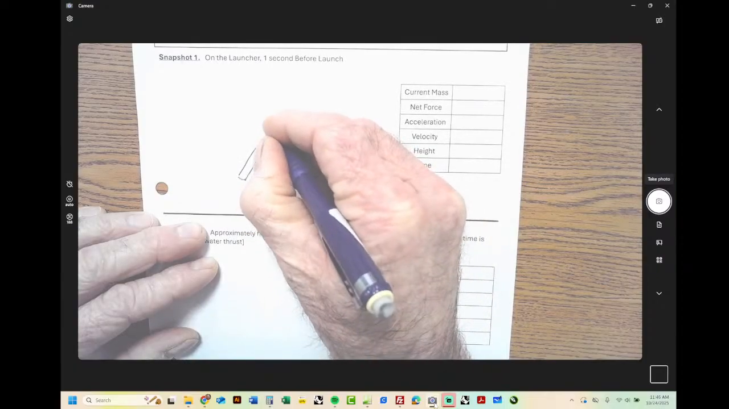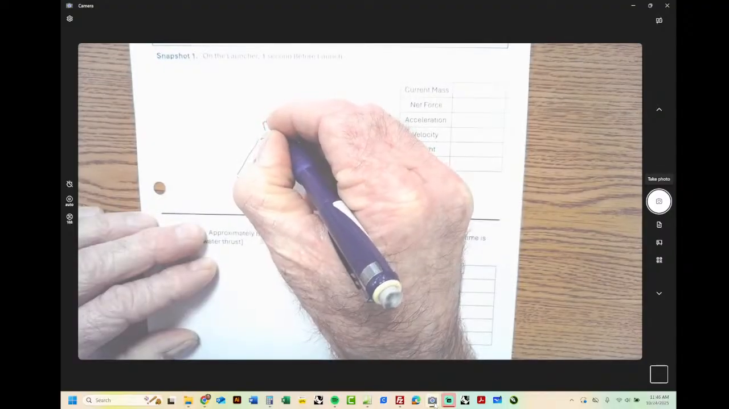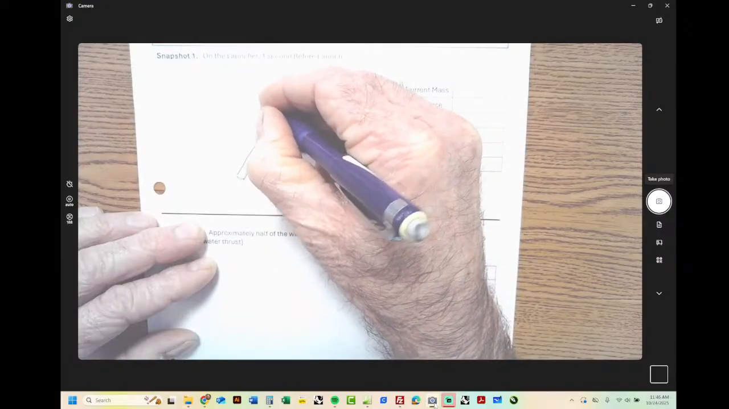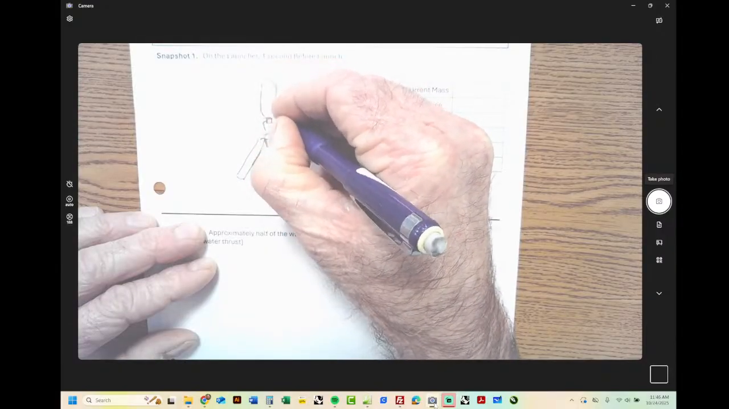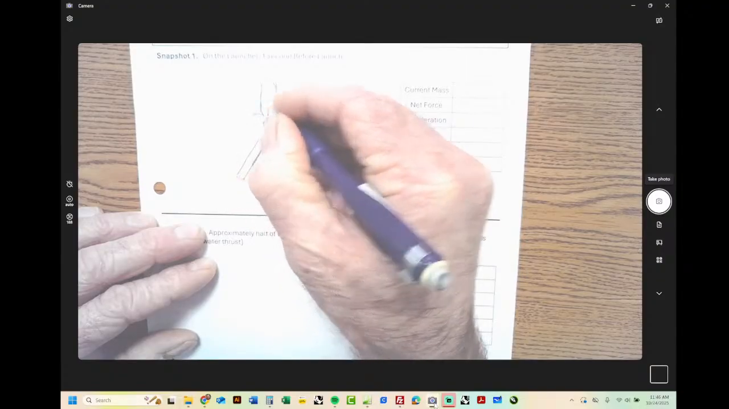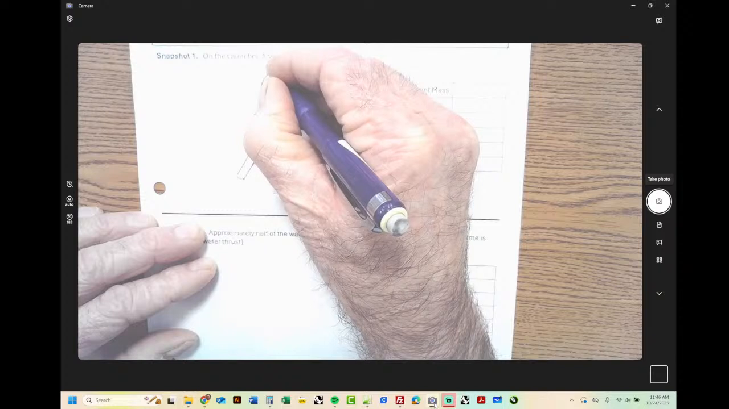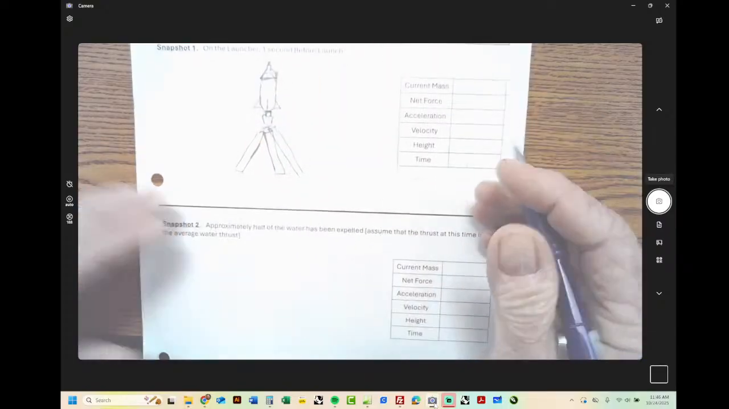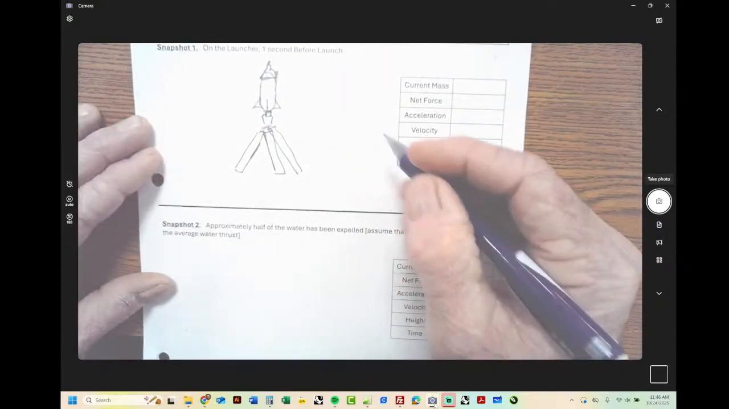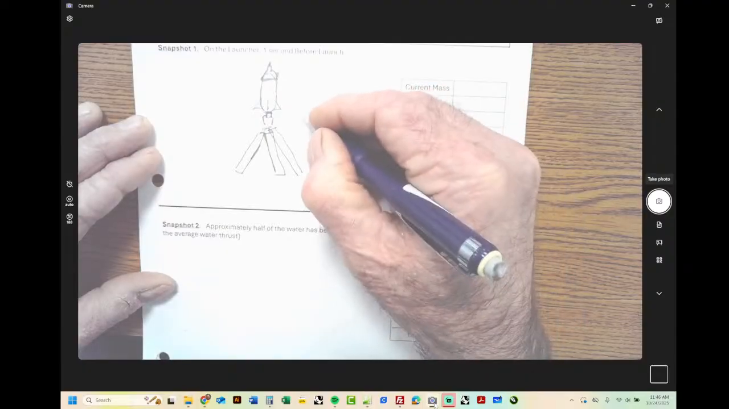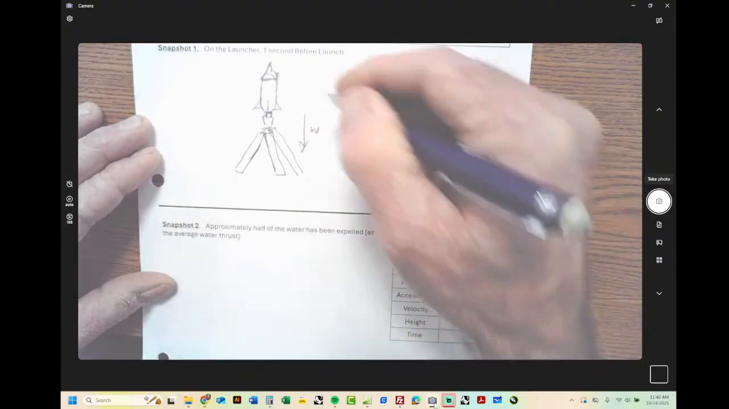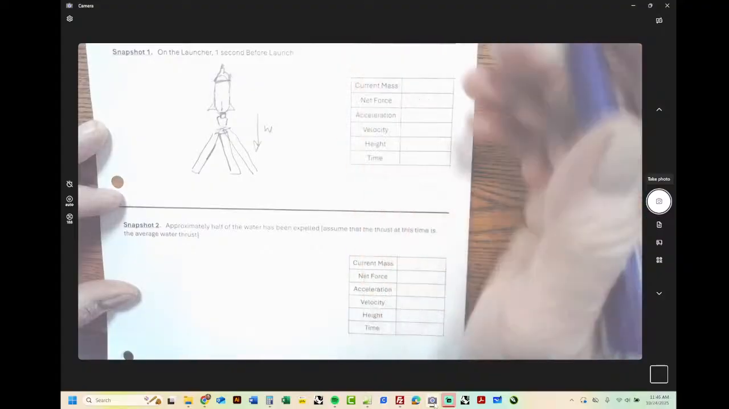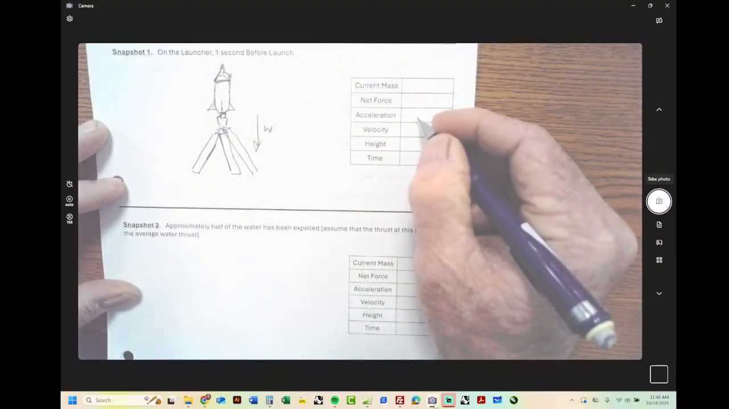So here's the launcher. Here are the jaws of the launcher. They're holding on to the bottle cap, or the bottle neck. So your rocket probably looks something like that. And when it's just about to launch, there's always weight that's pulling it down. And there's always, well, if the net force here has to be, let me back up. The acceleration is 0 because it's just sitting there.